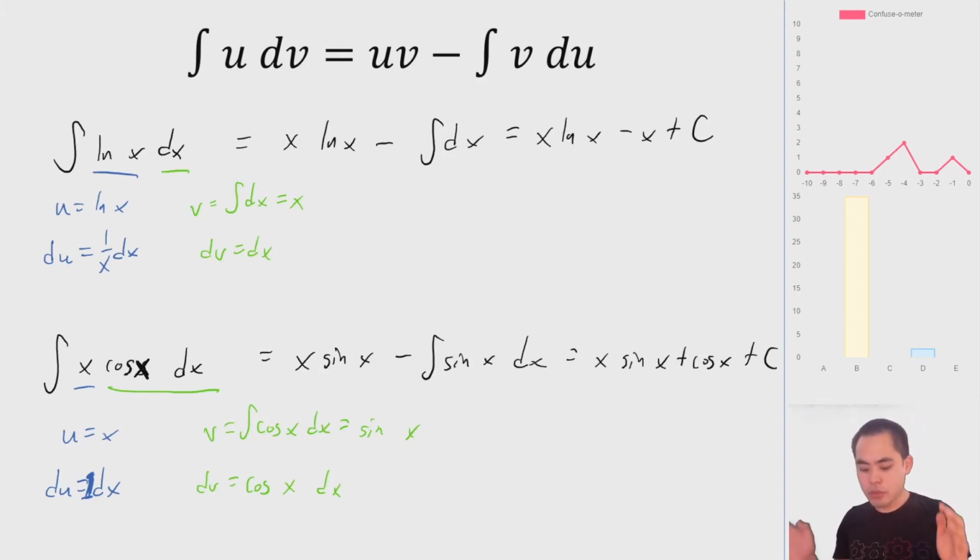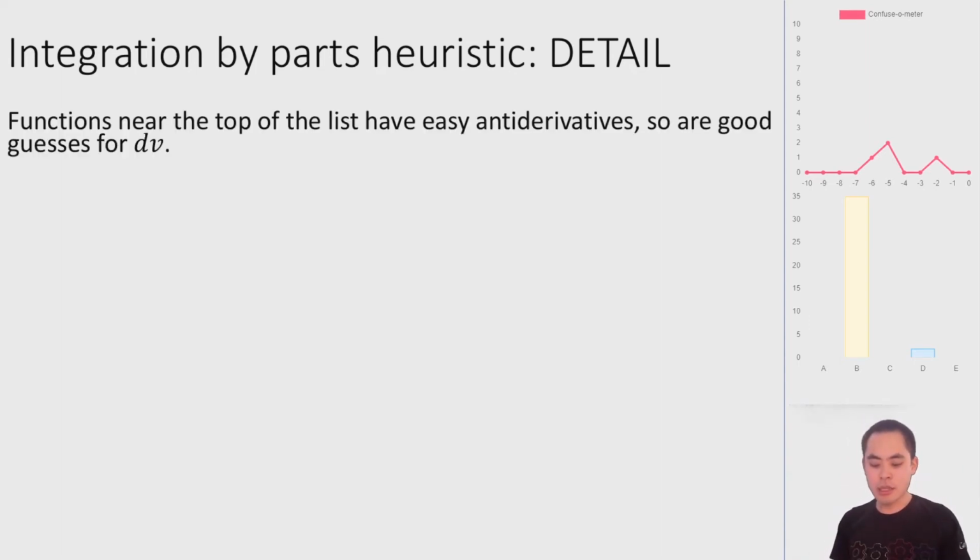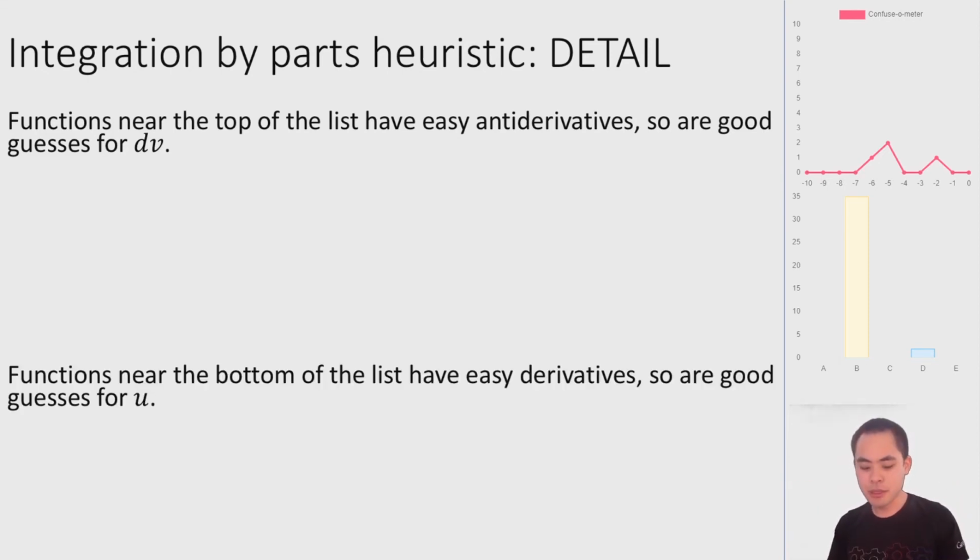Okay, so the trick was that we want to separate into one part that's easy to integrate and one part that's easy to differentiate. And I'm about to give you a heuristic, which gives you a hint as to when that is the case. So this heuristic has an acronym. Someone came up with this a couple decades ago, basically to teach calculus students. And it's basically a list. So functions near the top of the list have easy antiderivatives, and so are good guesses for dv. Functions near the bottom of the list have easy derivatives, and so are good guesses for u. So the d at the top is just the reminder that the top of the list is things that are good guesses for dv.